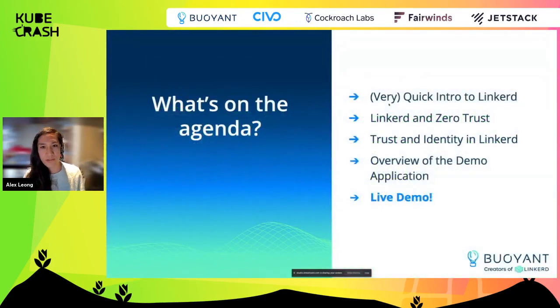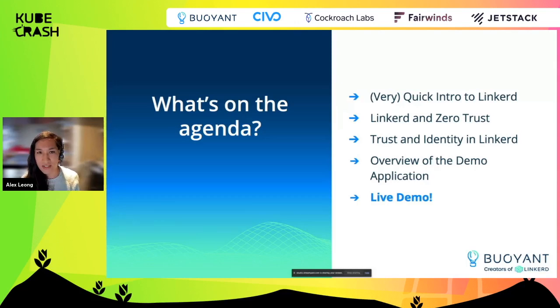Okay, so here's what we're going to be talking about today. I'm going to start off by giving a very, very quick introduction to Linkerd, so hopefully we can all get on the same page about what Linkerd is, what a service mesh is, and why Zero Trust matters in that context. Then we'll dive into more of the details around Zero Trust. What does that mean for us? How is it useful? What does it protect you from? And how does it work at a nitty-gritty layer?